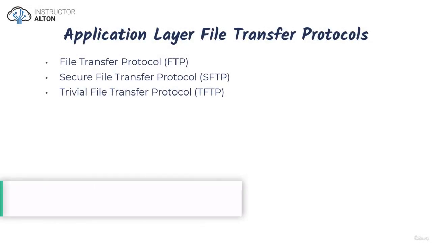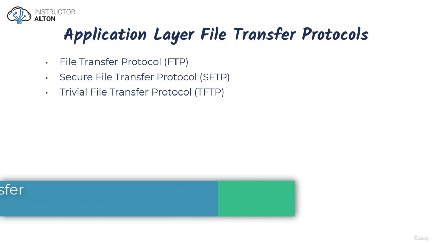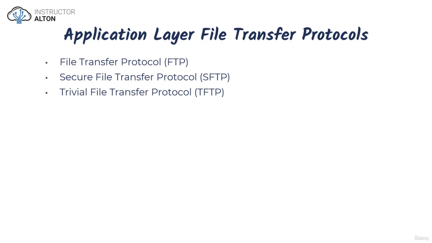In this video, we're going to talk about 3 different file transfer protocols. Well, actually, we're going to talk about 1 protocol and 3 different types of it. So we're going to talk about the file transfer protocol, commonly referred to as FTP. We're going to talk about the traditional one, which is FTP. Then we're going to talk about the secure version of it. And then we're going to talk about the trivial version of it. So let's go ahead and get into it.